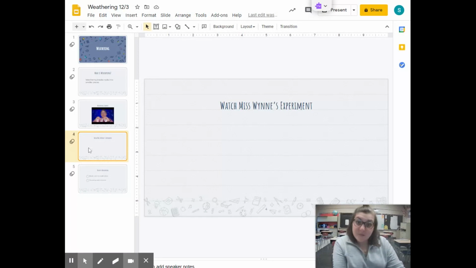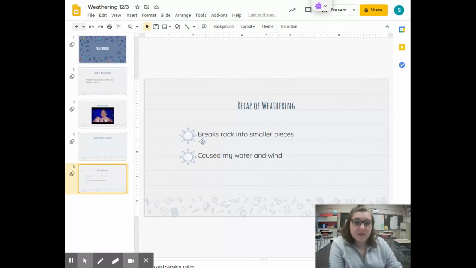Alright, did you enjoy that experiment? We saw how water changed the shape of the rocks in the sand and caused them to look a little bit different. Now, for our final recap, we can see that rocks break into smaller pieces. So weathering is the breaking of rocks. And this could be caused by water, and it could also be caused by wind. Tomorrow, we're going to take a look at how wind affects weathering.